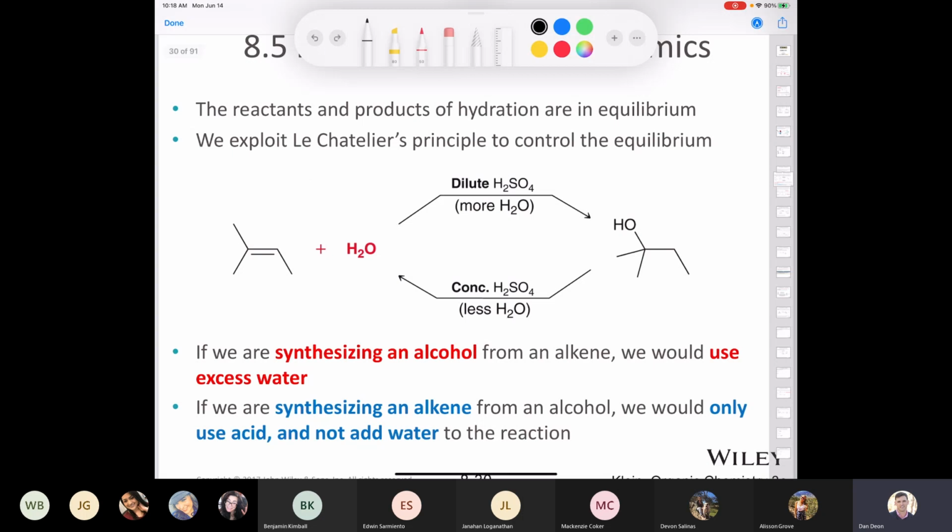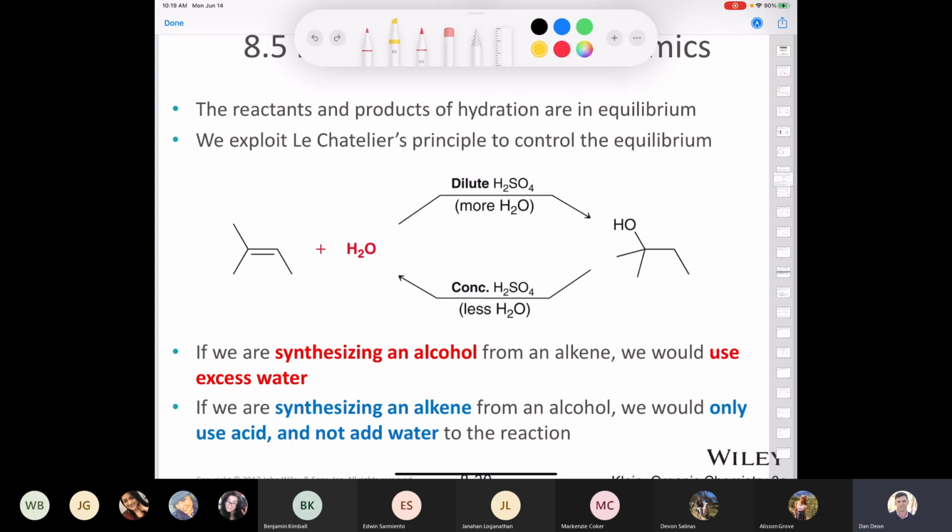So in a nutshell, if you take a look at the addition of water to the alkene, in order to affect that, we're going to do the reaction in dilute sulfuric acid, right? If there's more H2O, if the sulfuric acid is dilute, that means the concentration of the water is elevated, and that's going to push the reaction towards this side to give us the alcohol. If we want to make the alkene, then we use concentrated sulfuric acid, right? In concentrated sulfuric acid, the concentration of the water is lower, and so it's going to push the reaction to this side.